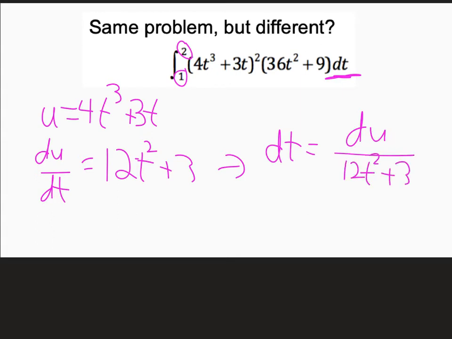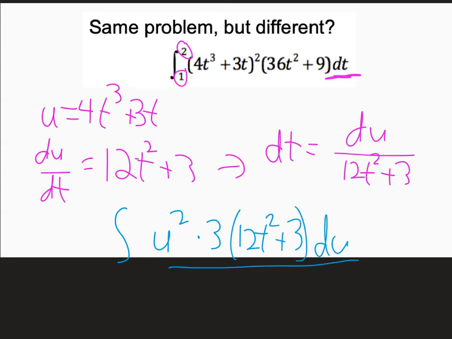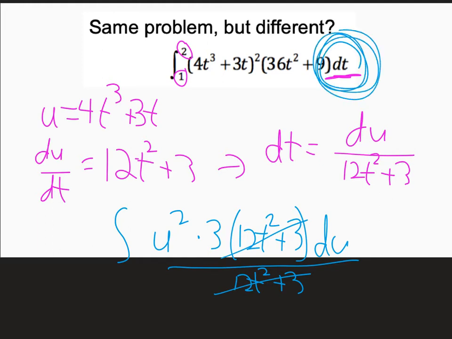Now let's replace things. I'm going to rewrite as I replace. So 4t cubed plus 3t, that's u. And then 36 plus 9, I'm going to call that 3 times 12t squared plus 3, because I know what's going to happen. So I'm trying to show you. And then dt is du over 12t squared plus 3. So I can cancel those out. Now, you notice I didn't put any numbers down. These were in terms of t, now we're in terms of u.